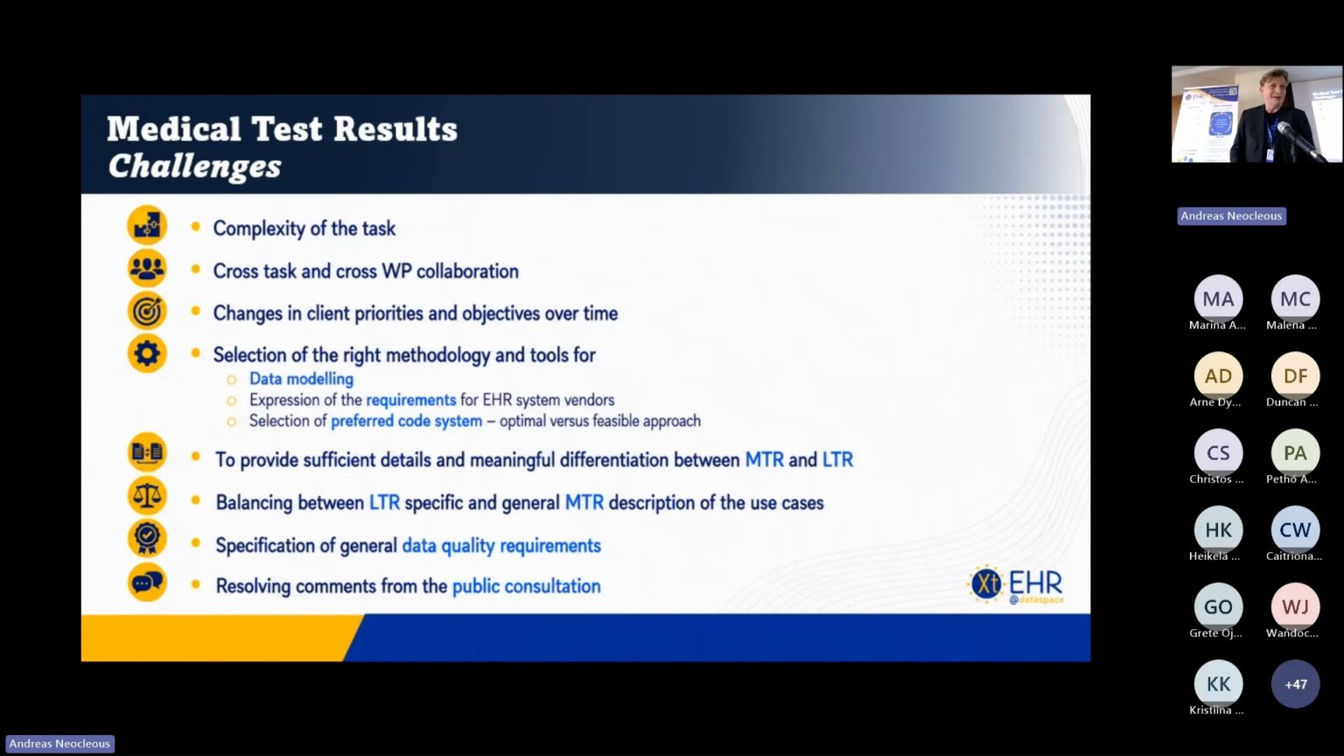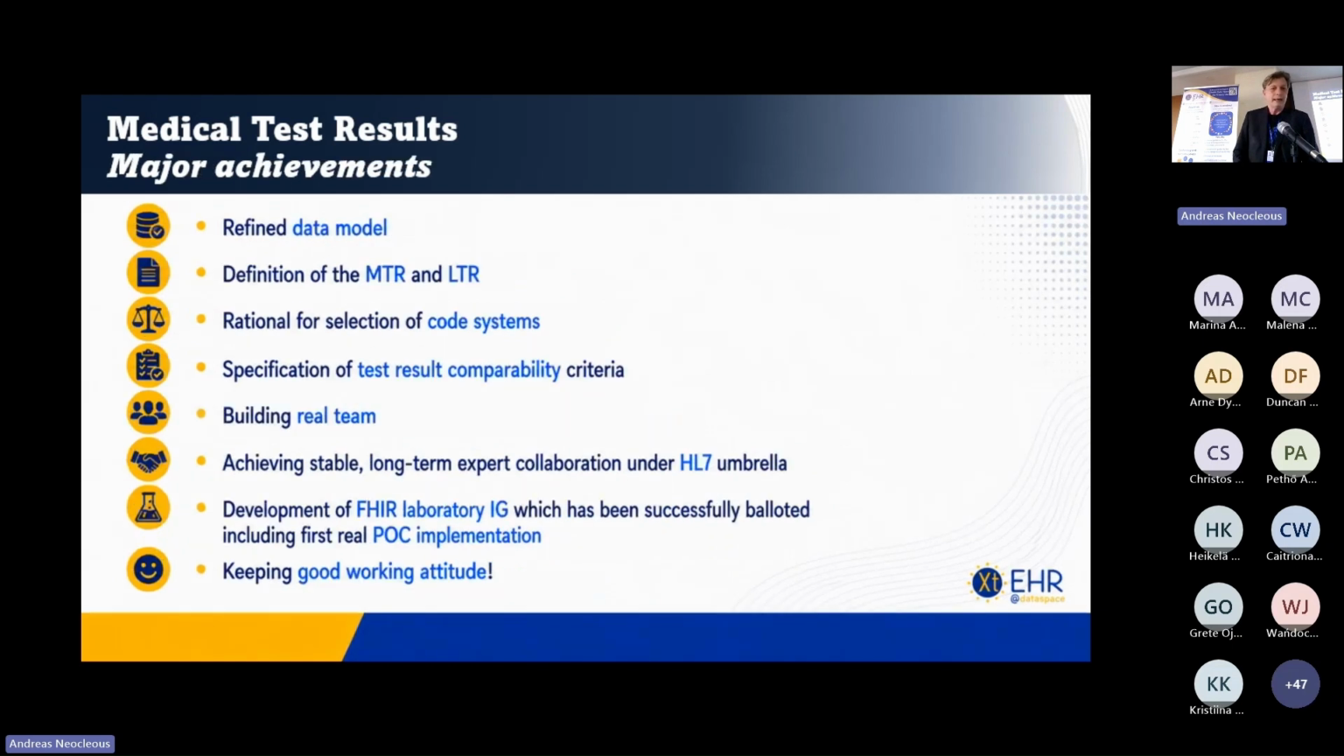And the last challenge was the number of received comments from the public consultation. We had something like 1,600, I think, and it was the lowest number of all the tasks as far as I know. So that was a real challenge for everyone. And I've spent the last 3 months only doing this.